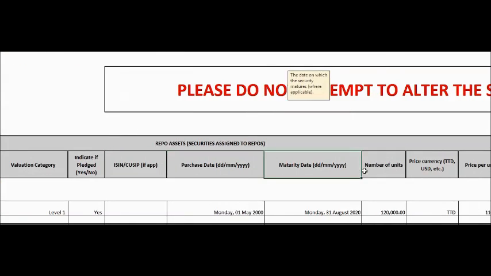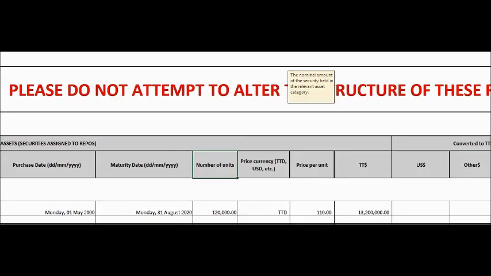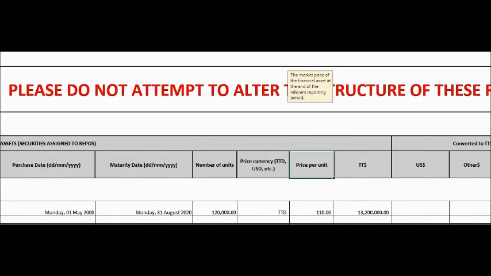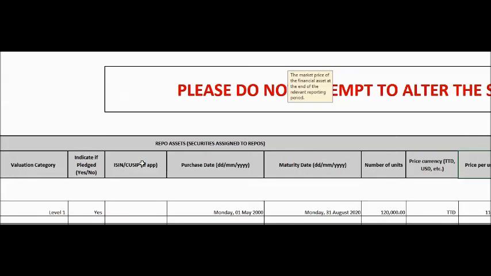date of each security where applicable, the number of units, that is, the total number of shares or nominal amount of each security held for repo, the price currency, the price per unit of the security, that is, the market price of the securities at the end of the reporting period. Under the SEC MMRF 04, the broker-dealer is required to indicate whether the security has been pledged to a repo by selecting either Yes or No from the drop-down menu.